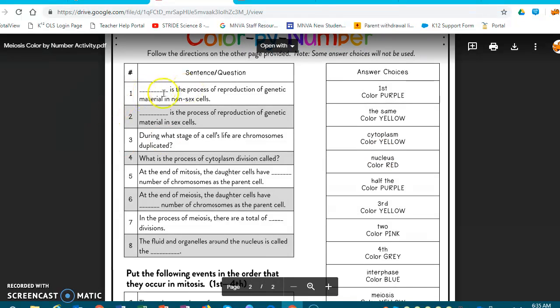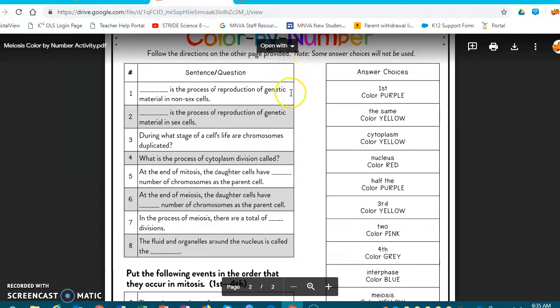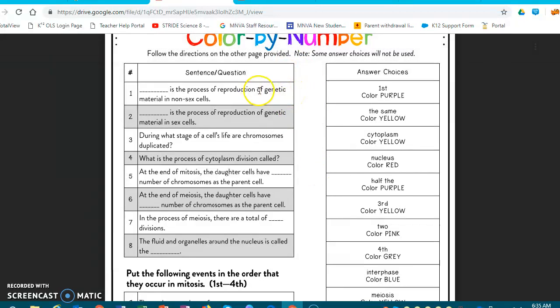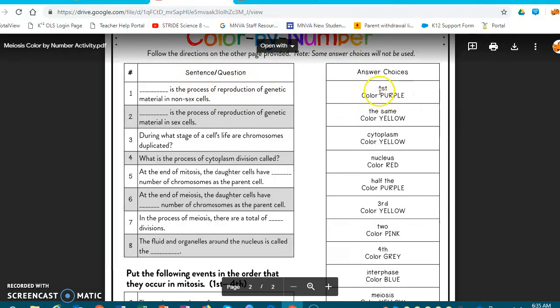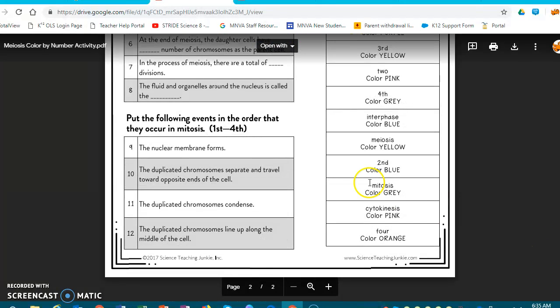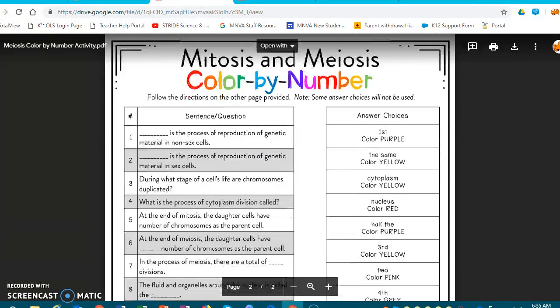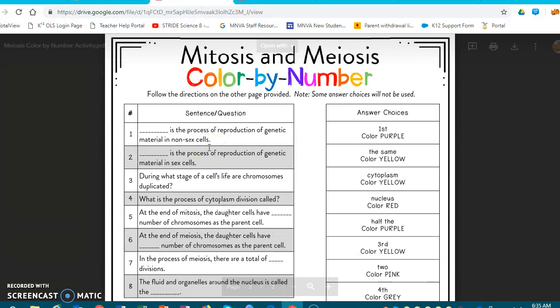So we need to know what is the process of reproduction of genetic material in a non-sex cell. Okay, so I would need to draw a line from this question to the correct answer. So is it first, the same, cytoplasm, nucleus, half the, third, 2, fourth, interphase, meiosis, second, mitosis, cytokinesis, or 4? Okay, what's my question again? It's the process of reproduction of genetic material in non-sex cells.